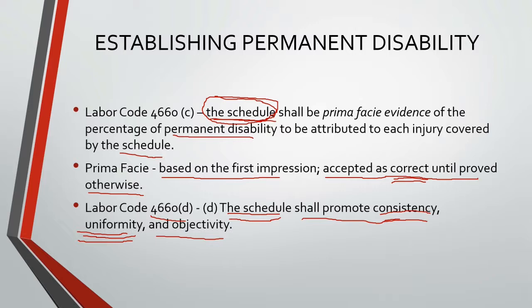So the law is clear that through use of the AMA guides and through use of the schedule in providing for permanent disability ratings shall promote consistency and uniformity across all evaluators, across all examinees, and across all specialties throughout the entire state of California.